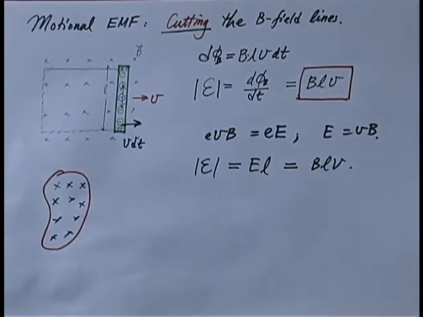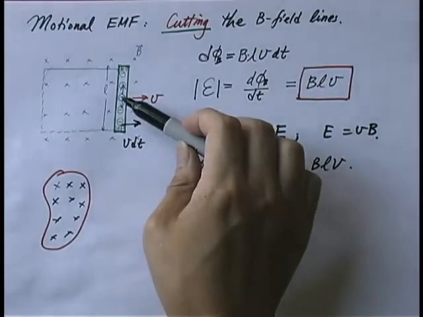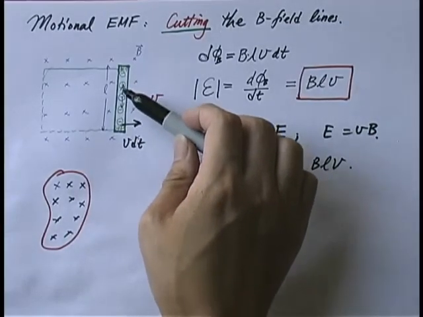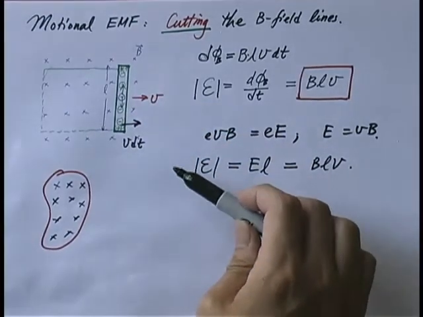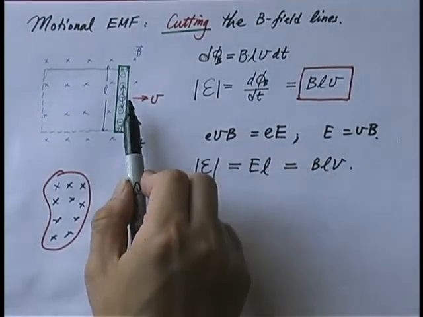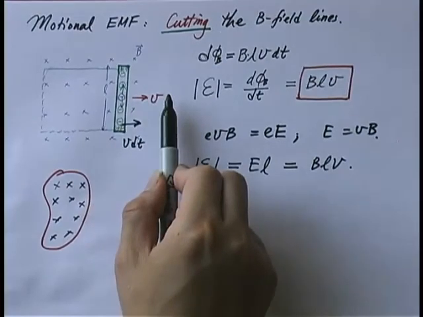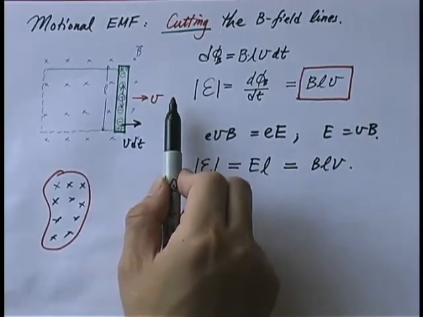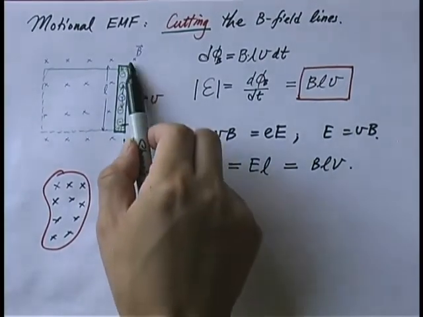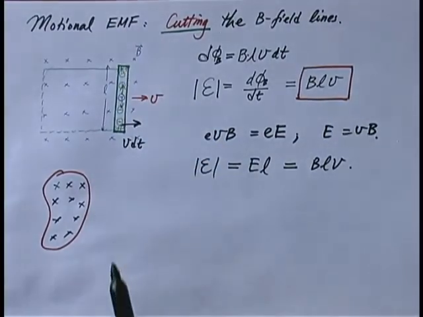So either way, either by using Faraday's law directly or by figuring out how the electrons are balanced in electric and magnetic force, you get the same result. And the result is, by forcing this metal bar to move in the magnetic field, cutting field lines, you will generate a potential difference between the two ends of the bar. The bar is now acting like a battery. And how much is the potential difference? It is B times L times v.